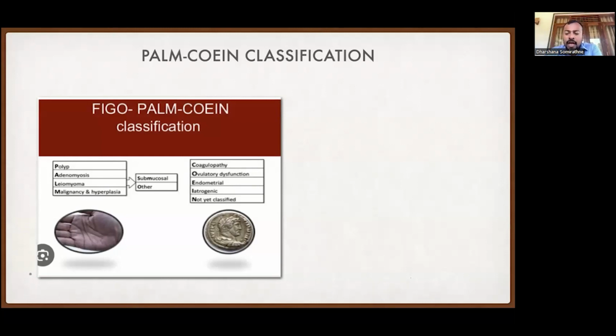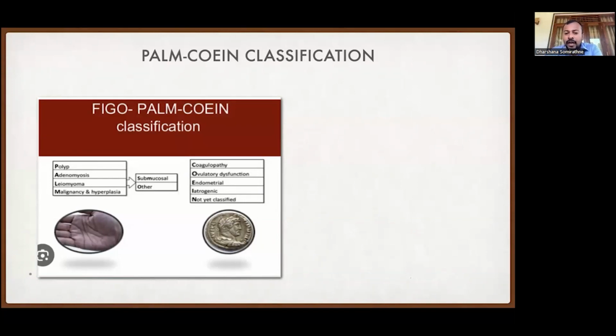And the inorganic ones: coagulopathy, that is, if someone has a problem with blood clotting, either intrinsic, extrinsic, or platelet disorders, any such problems belong to that. And then ovulatory dysfunction. This comes with anovulatory bleeding, for instance polycystic ovary syndrome. Women develop heavy bleeding, abnormal bleeding. They belong to ovulatory dysfunction.